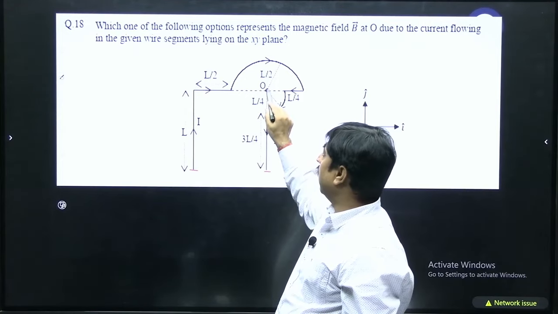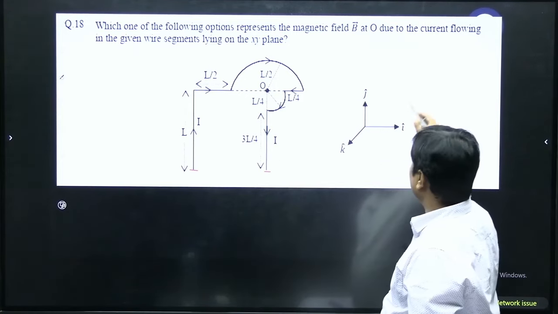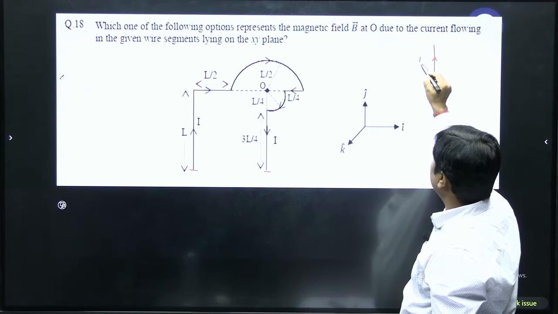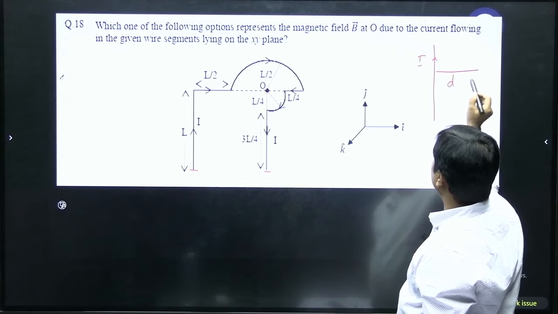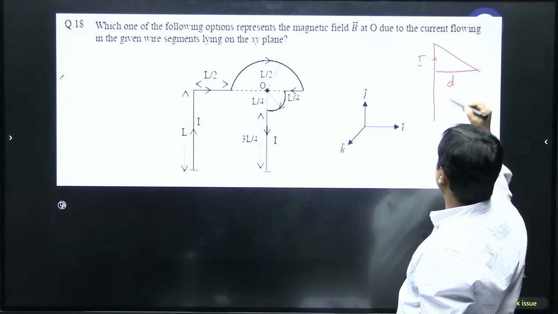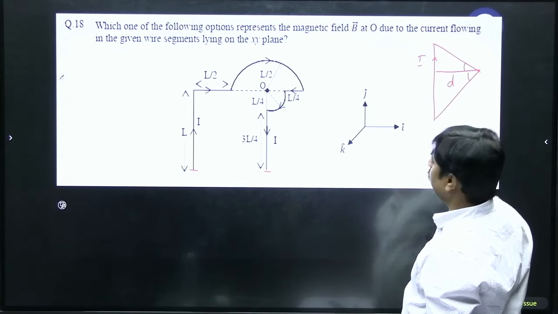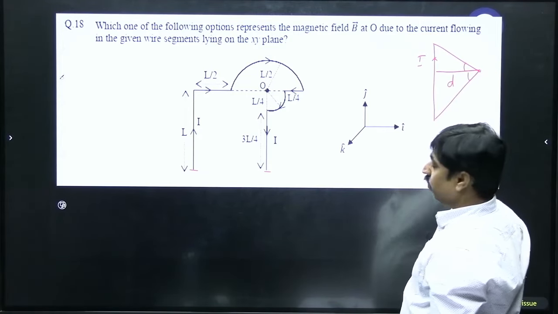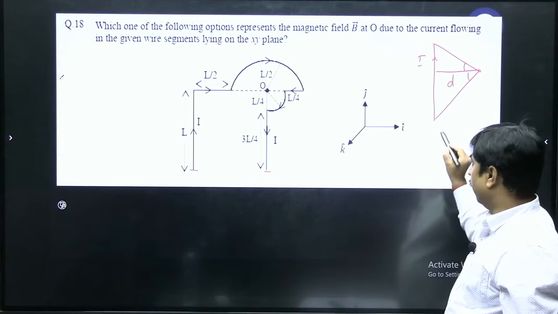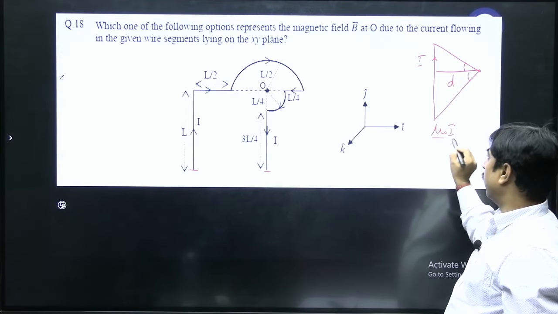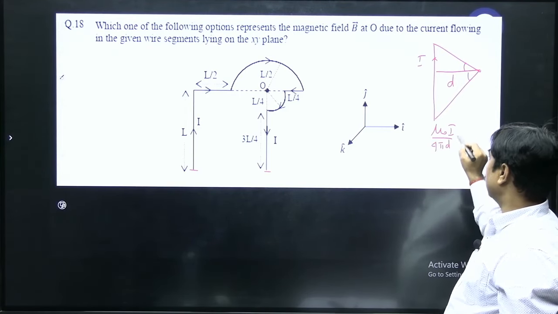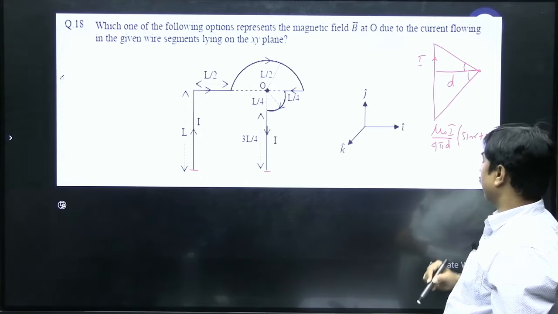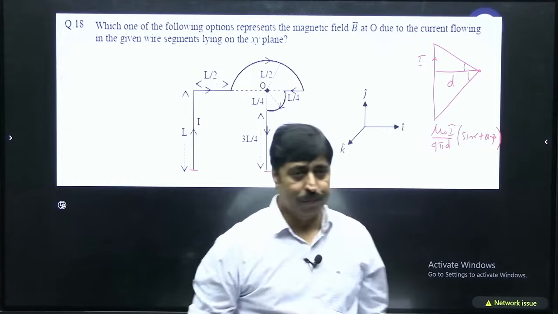Now, due to this straight part, the magnetic field here can be written using this formula. I hope all of you remember. If this is a straight wire carrying current I, at a perpendicular distance d from the wire, there is a point P, and these two angles are alpha and beta, then you know that because of this current carrying wire, the magnetic field here is given by mu naught I by 4 pi d into sin alpha plus sin beta. Isn't it? This is a very common formula that all of you do know.